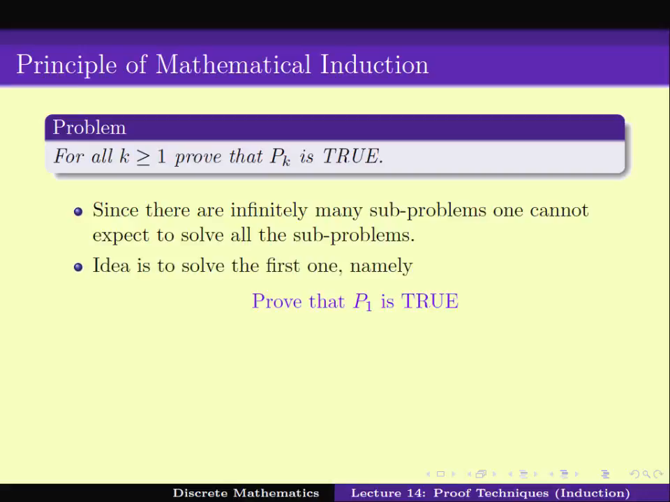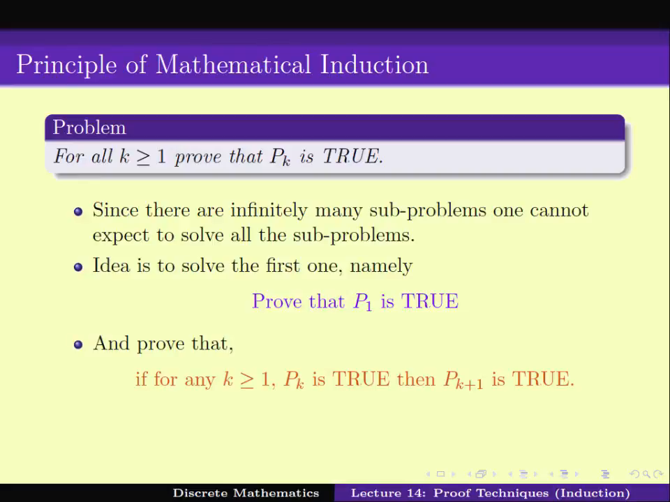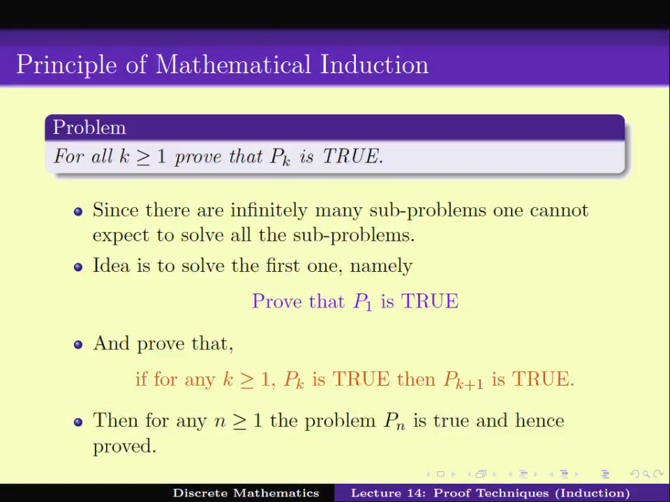So, the idea is that first prove P1 is true. That is something you have to prove. And next, assuming that I have managed to prove Pk is true for some k, prove that Pk plus 1 is true. And by doing so, I should be able to have convinced you that for all n, Pn is true. Hence, proof.